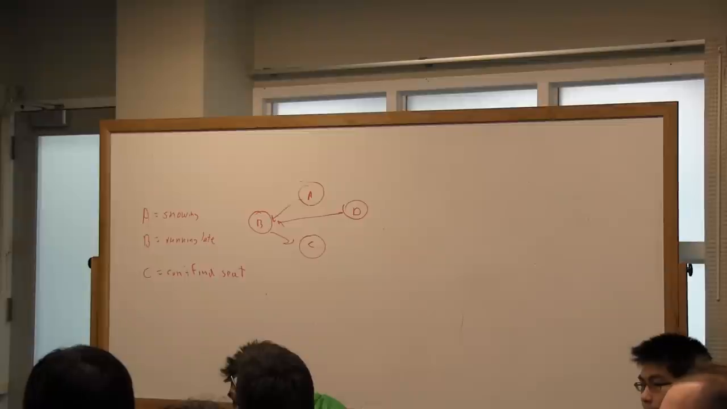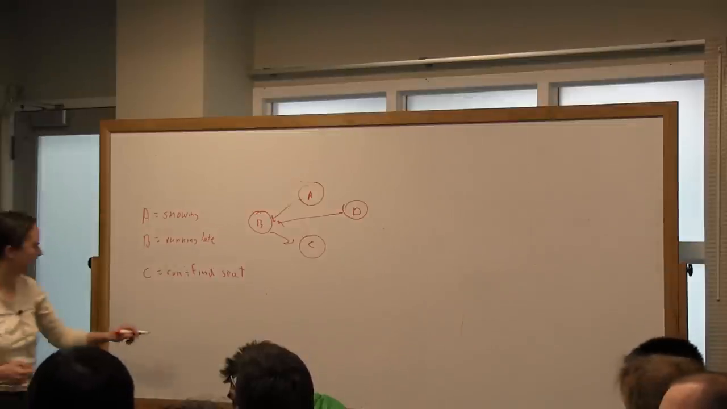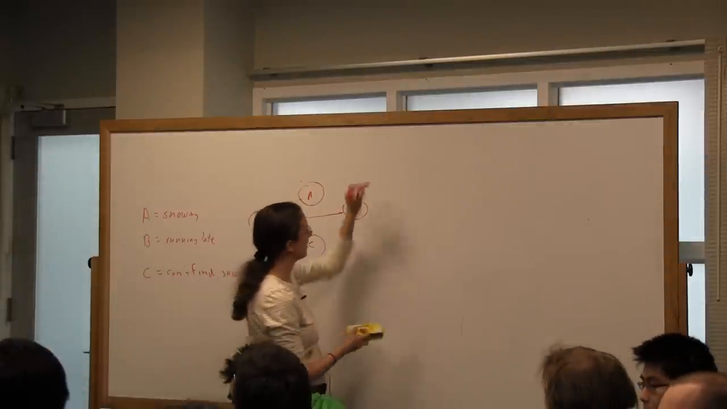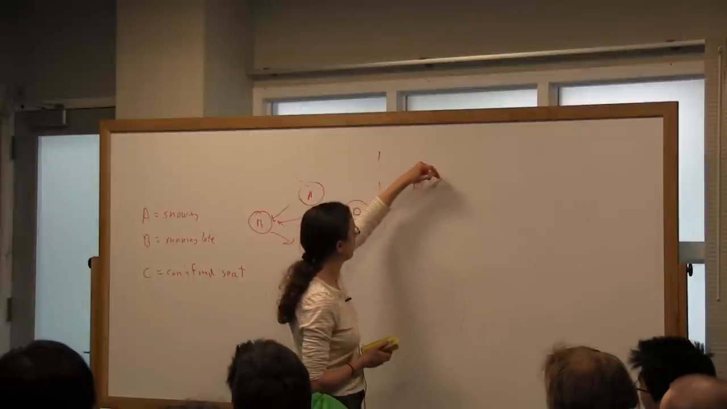Yeah. So A was it's raining, B was puddles on the ground, and C was people are carrying umbrellas.